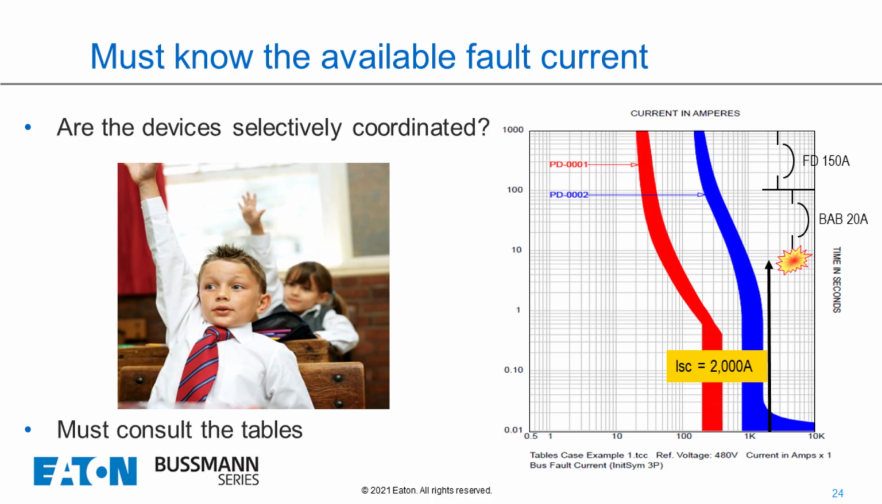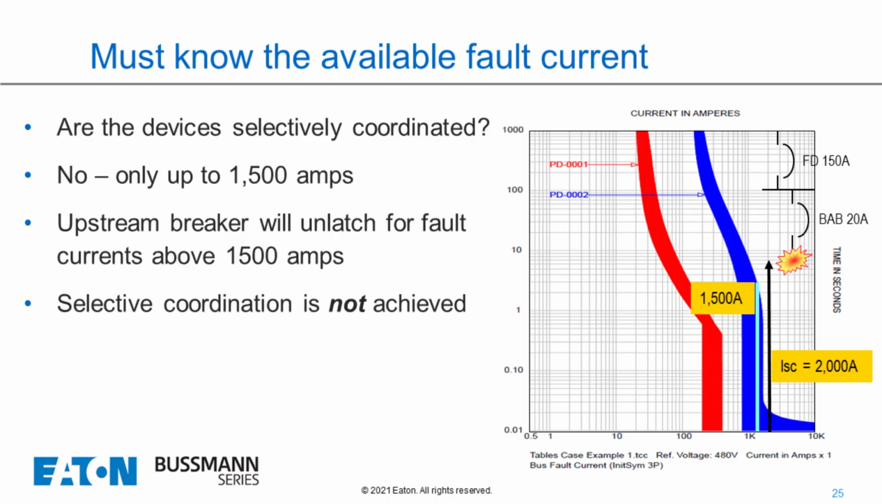What is going to happen at a 2,000 amp fault current? So we did calculations, and now we have a 2,000 amp fault current. Based on the charts, though, we have to look at the charts, and we found out based on what we looked at that it is not selectively coordinated. So this 150 amp FD breaker and the BAB 20 amp breaker on the right will not be selectively coordinated because the blue breaker and the red breaker will open up.